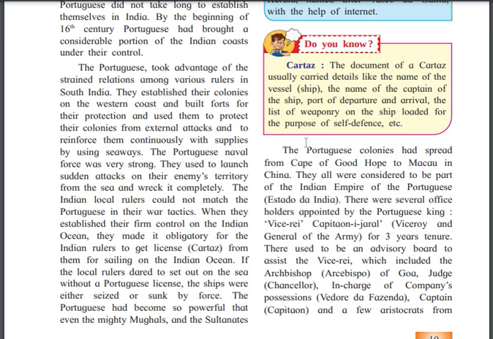They were very smart. Okay, here cartas is a license created by the Portuguese. If a local ruler dared to set out on the sea without the Portuguese license, the ships were either seized or sunk by force. So for example, if Indian people dared to travel and do their trading and business without a license, the Portuguese would take their ship or completely wreck it by force.